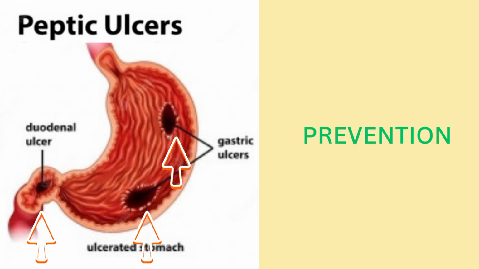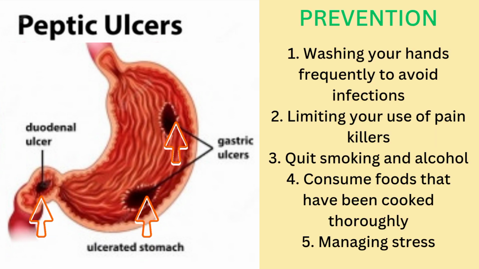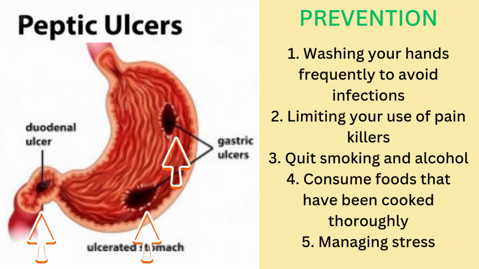Now let us see how to prevent this condition. Prevention: first, washing your hands frequently to avoid infection. Second, limiting your use of painkillers. Third, quit smoking and alcohol. Fourth, consume foods that have been cooked thoroughly. Fifth, managing your stress.